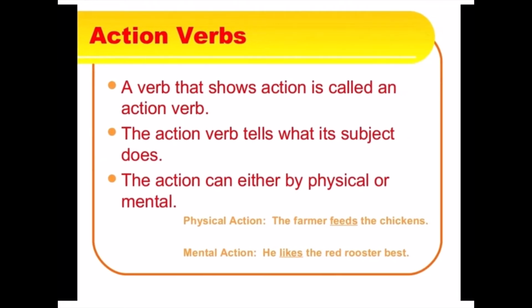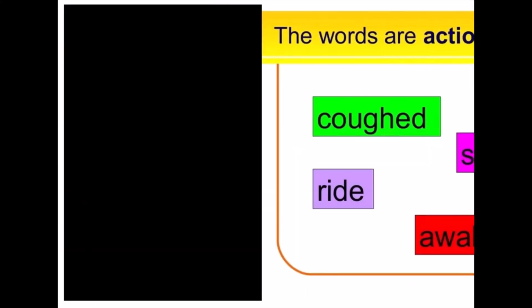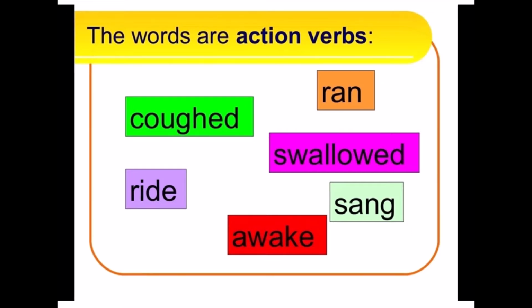A verb that shows action is called an action verb. The function of an action verb is to tell what its subject does. More information I will give you is that an action verb can express physical and mental action. Some examples. About the physical, we have write, block, catch, or read. And mental, we also have remember, like, think, or dream. Now, move to the next part.